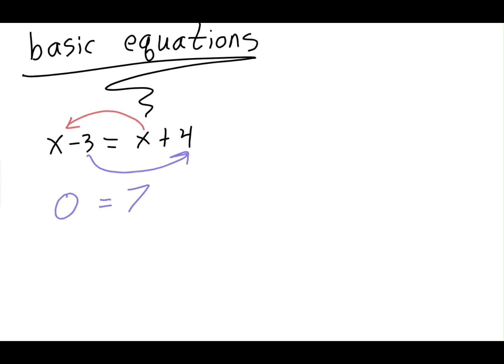If you get something that's not true, that means the only way this thing can be correct is if 0 equals 7, which is clearly wrong. So this has no solution. So sometimes these equations have no solution.